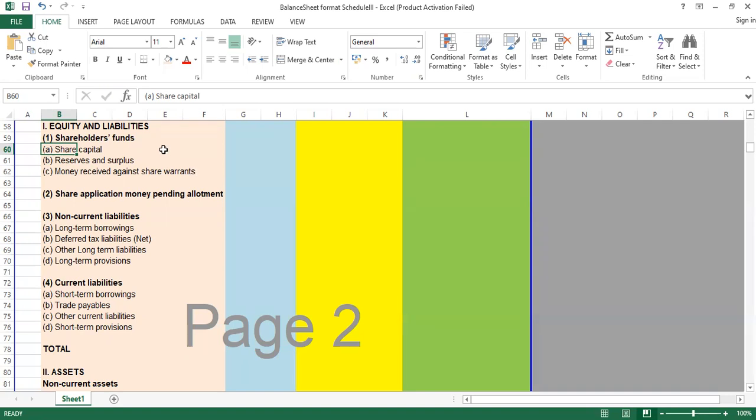So the first part we have just covered is share capital. Now we'll cover the second part, which is reserves and surplus. So now we'll focus on reserves and surplus.